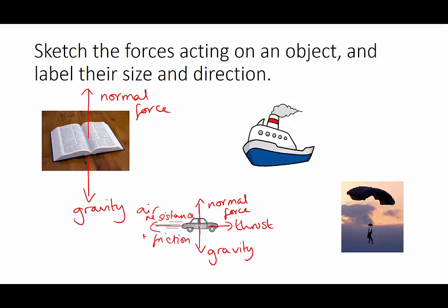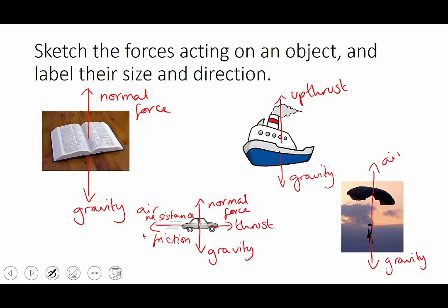Okay, looking now at the boat. Again, we've got gravity acting downwards. And this time the force pushing it upwards, because it's in water, is what we call upthrust. Finally, we're going to take a look at the skydiver. And again, gravity acting downwards. And in this case, that's balanced by the upward force of air resistance, which is slowing him down.